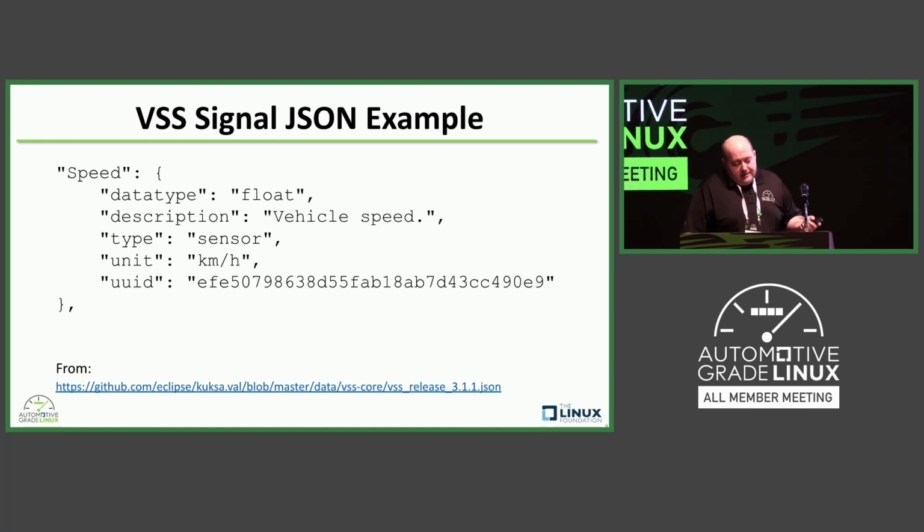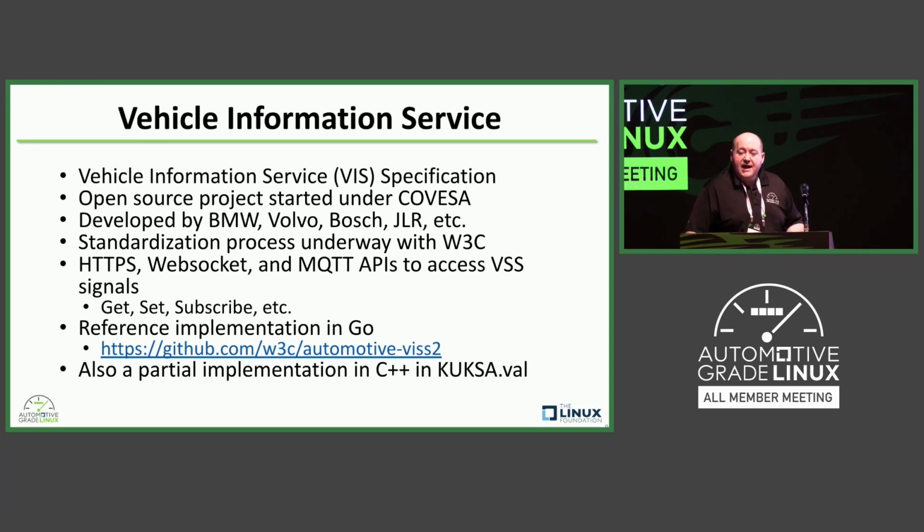And so what do we do with this stuff once we have it? The next component in this system is the vehicle information service. There's also a specification that's been developed as a parallel project, also open source, with pretty much the same companies. It's actually a little more concretely being standardized with the W3C. There's a couple of clear specifications around the API and the transport stuff for VIS.